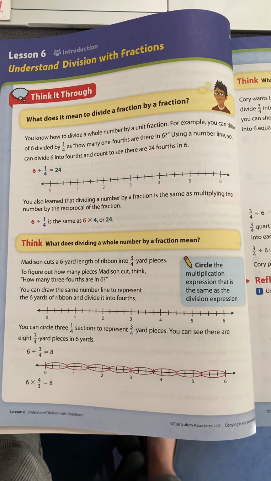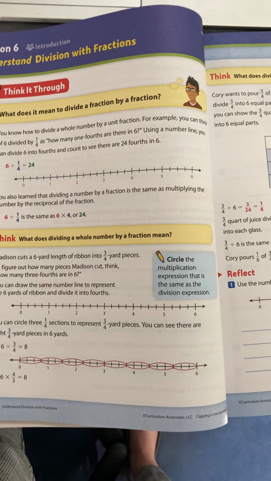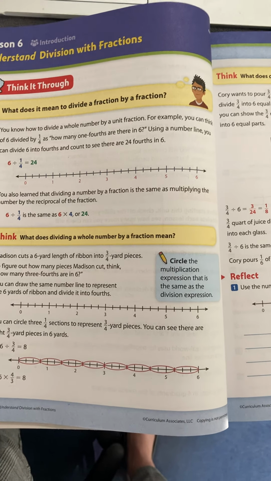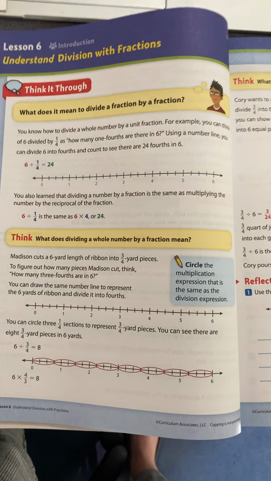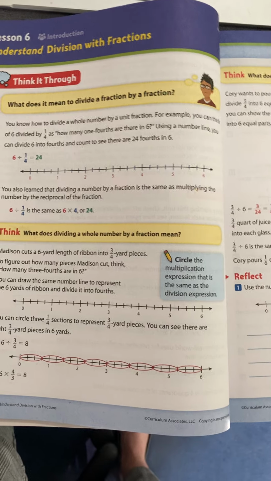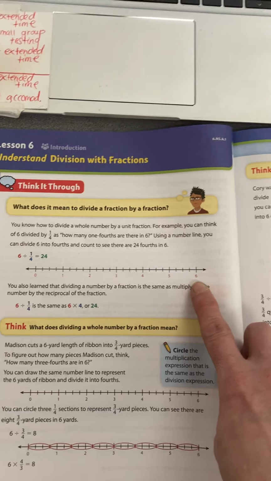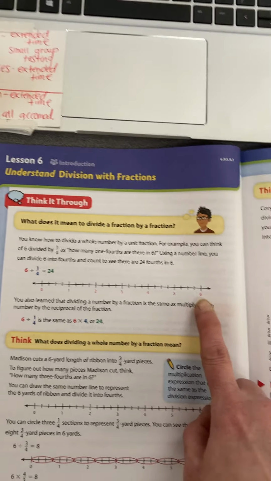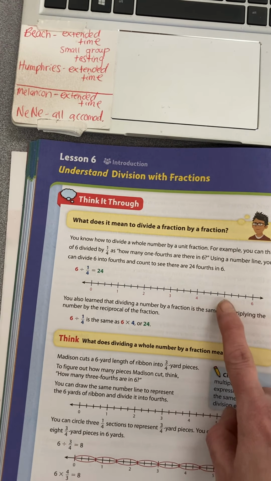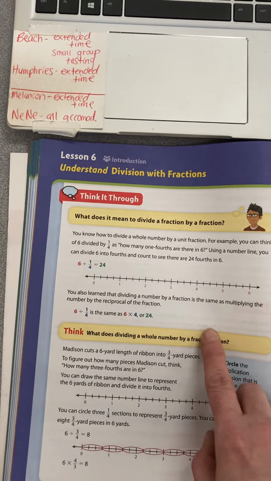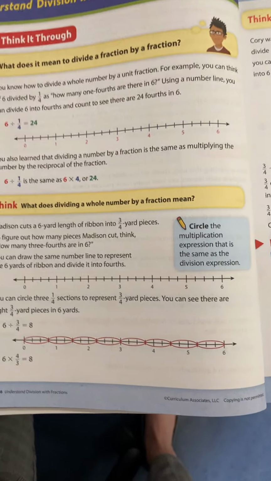So for this problem, it starts off by saying, you know how to divide a whole number by a unit fraction. For example, you can think of 6 divided by 1/4 as how many 1/4 are in 6. Using a number line, you can divide 6 into 4s and count them to see there are 24 fourths in 6. So what they did is they represented the 6, or their dividend. Then they needed to know how many 1/4 were in 6. So they broke each of their whole numbers into 4. See how there's 4 different pieces. And then if you were to count 0 to 6, you would see that there are 24 pieces.